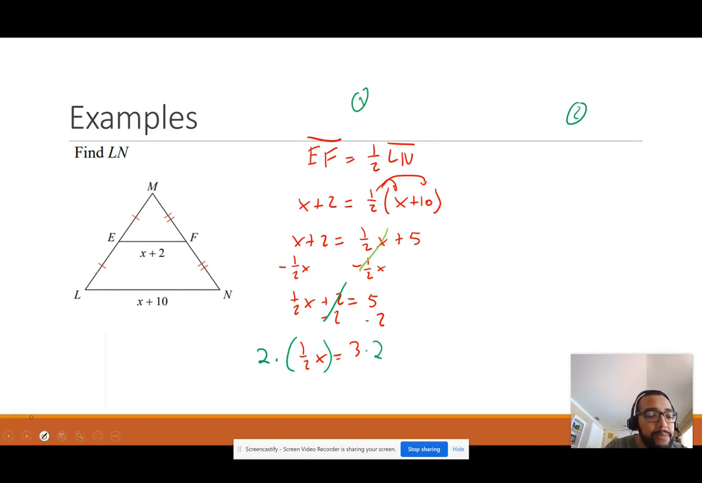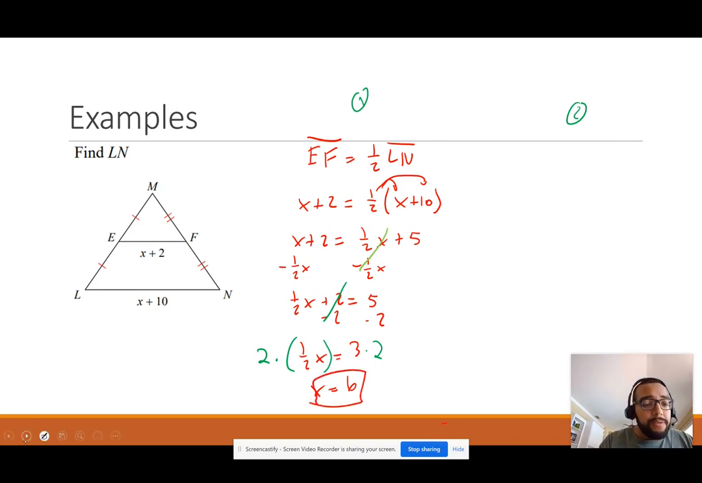So that's an easy way to get rid of fractions, by the way. If you ever want to get rid of fractions, just multiply by the denominator. So here, when I do this, 2 times 1/2 x would be just x, and 3 times 2 is just 6, which makes sense, right? 1/2 times 6 equals 3.